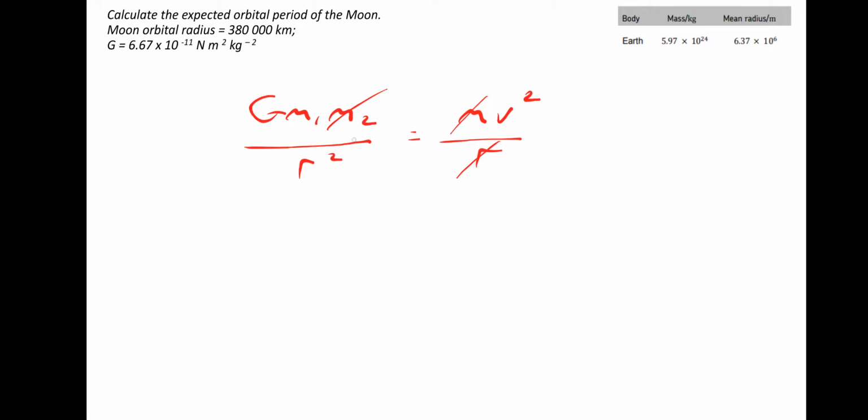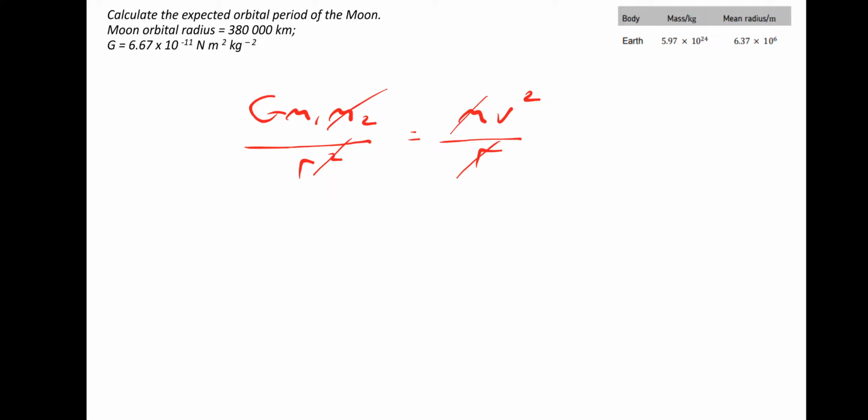Whenever you get an orbital question, the go-to is the gravitational force, G m1 m2 over r squared, being equal to the centripetal force. The reason we can do that is because the gravitational force is responsible for the moon exhibiting circular motion around the Earth. So the gravitational force on the left is equal to the centripetal force on the right-hand side of this expression. Straight away the masses cancel, the r's cancel, and we're left with v squared is GM over r.